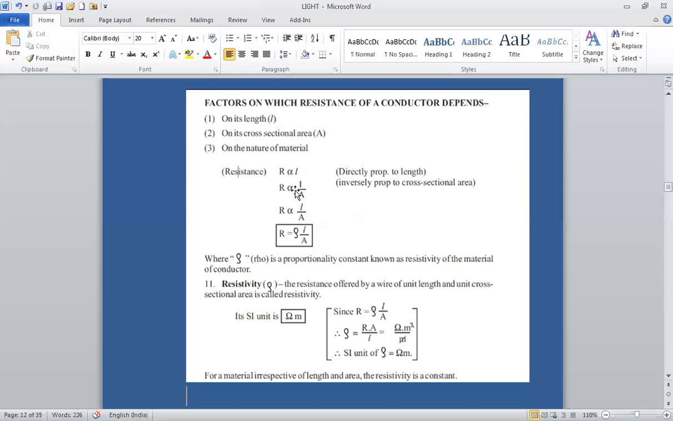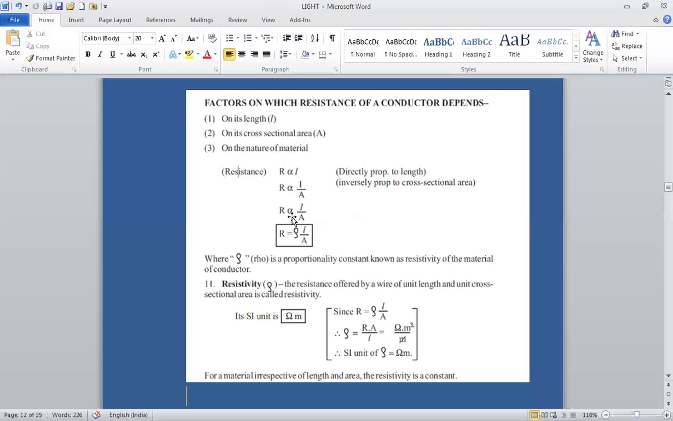More current will flow. R is directly proportional to L, which means if the length of the wire increases, resistance increases. And it is inversely proportional to area of cross section. If we take a thick wire, then it will offer less resistance, and the value of electric current will increase. Thus, we can say that resistance of a conductor is inversely proportional to its area of cross section. R is proportional to L by A.